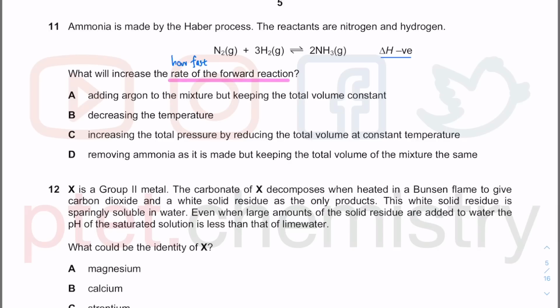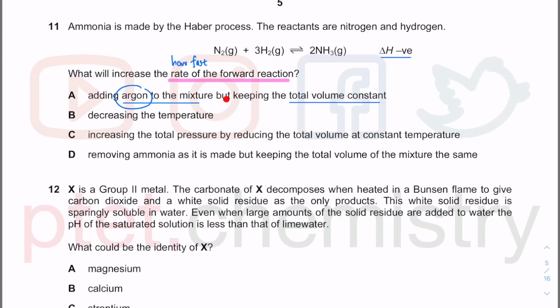Okay. Now, option A, if you add argon to the mixture, you keep the total volume of gas constant, but you have more argon. Oh wait, hang on. I'm not thinking about equilibrium, right? I'm talking about rate. So adding argon in there does not make your rate go faster, because this will decrease the amount of successful collisions between your reacting particles. So it's not going to increase your rate of reaction because you introduce more argon.